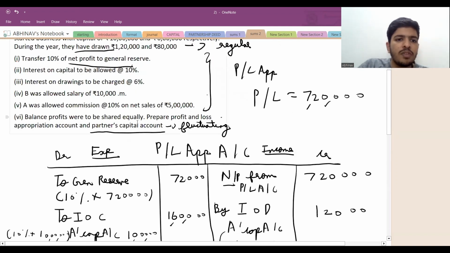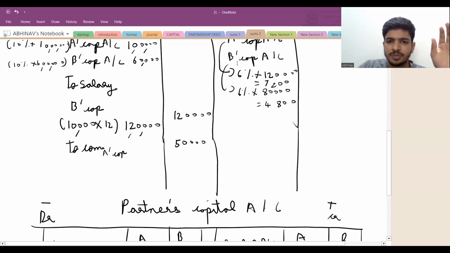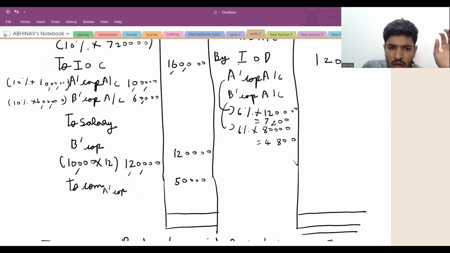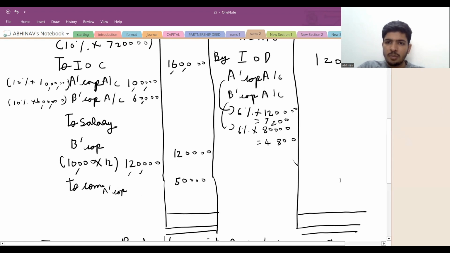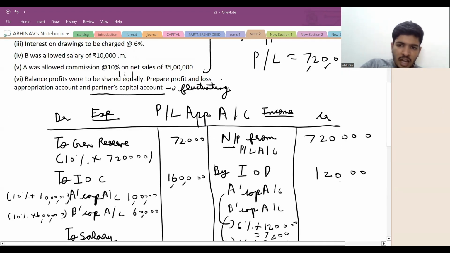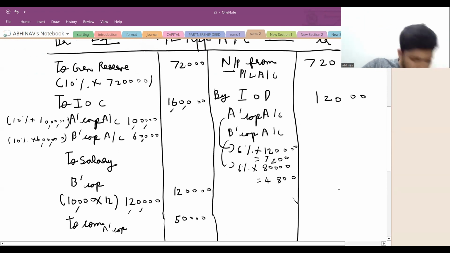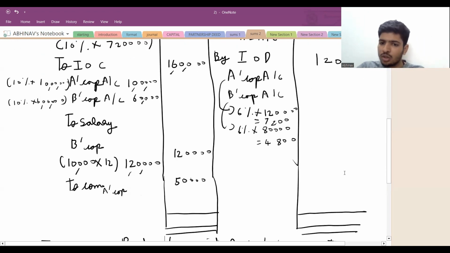Now finally, balance profit to be shared equally. That means the ratio is 1:1. If they didn't mention it, then also we assume it's 1:1 only. Okay. Now, how do we calculate balance profit? Now I want you to add both sides. Follow this method. So here it's 7,20,000 plus 12,000. Correct? So it's essentially 7,32,000.